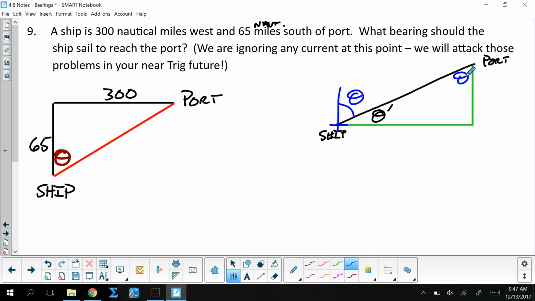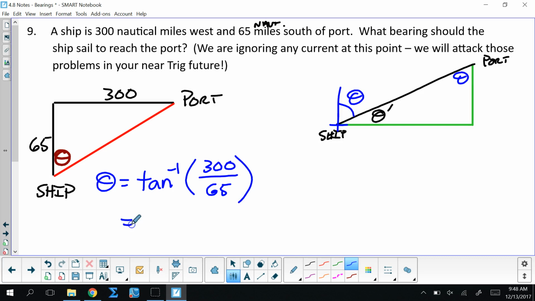So if I'm down here on my original one, theta here is equal to the inverse tangent of 300 over 65. That would give me an angle here, theta if you will. Theta here would be 77.775 degrees, which would be the bearing that I, as the ship's captain, would have to take to get back to port.